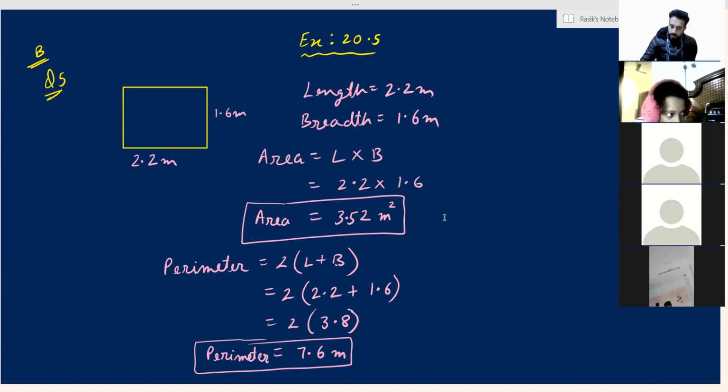Advika has posted. Very good. Advika, your unit of perimeter is wrong. It should be meter, 7.6 meter, not meter square. Okay, sir.